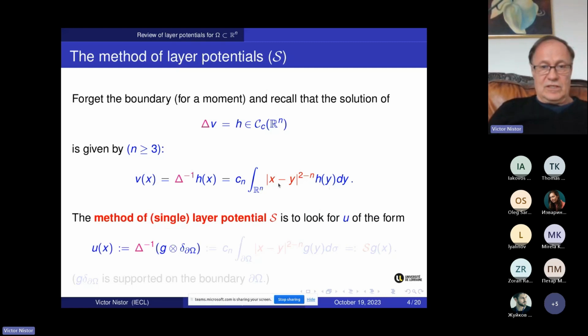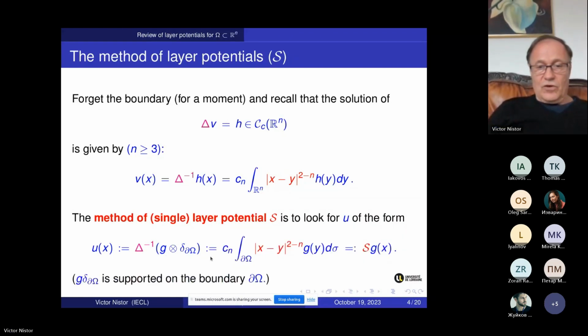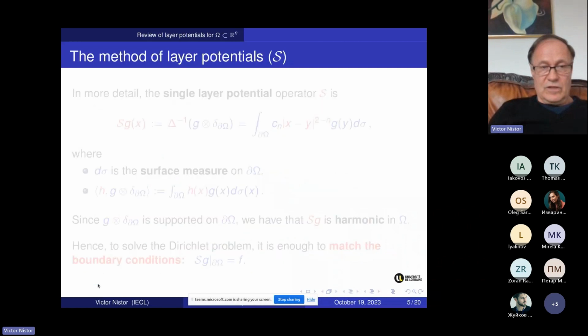The method of single layer potentials then is to look for the solution to our boundary value problem. So a solution to our Dirichlet boundary value problem that is of the following form. U of x is the inverse Laplacian applied to some distribution supported on the boundary. So more precisely, g times the delta measure on the boundary. Of course, this is given by the explicit formula above. The integral this time on the boundary of the convolution with the fundamental solution times g of y times the surface measure. And this operator, we call it S of g, is the single layer potential applied to g. And here g delta of the boundary is, of course, a distribution that is supported on the boundary. And this is important for us.